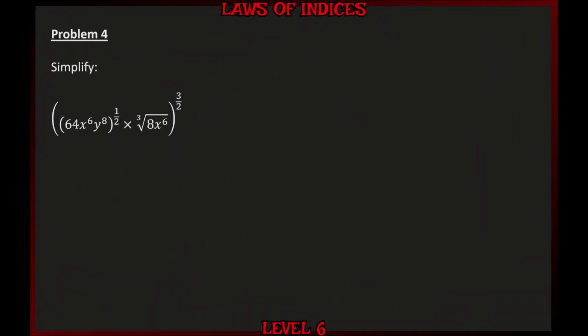In problem 4, we're simplifying 64x to the power of 6, y to the power of 8, all raised to the power of a half, multiplied by the cube root of 8x to the power of 6, all raised to the power of 3 over 2. Now starting inside the bracket and looking at our first term, we have 64x to the power of 6, y to the power of 8 to the power of a half.